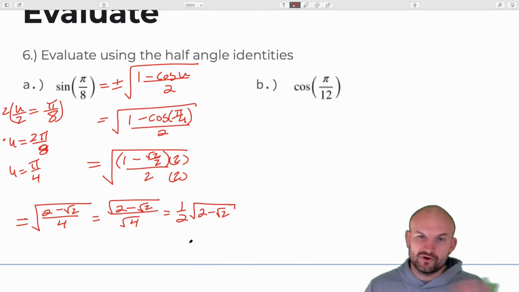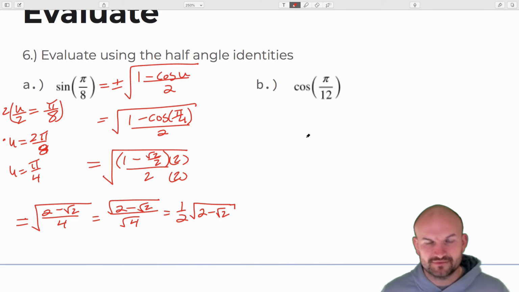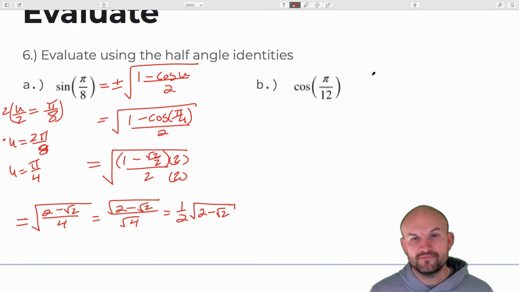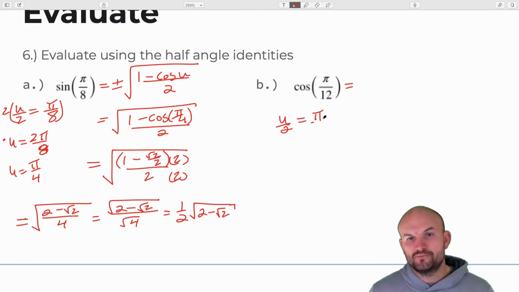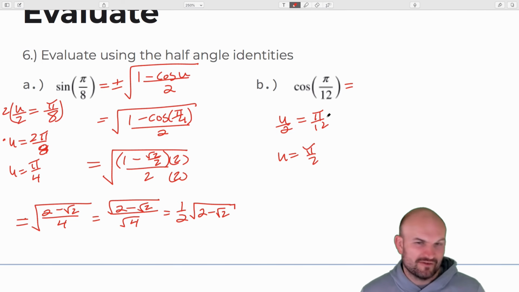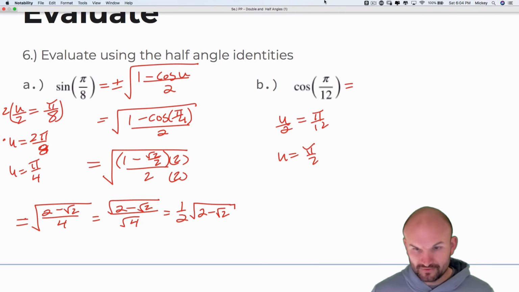Okay, so therefore you can see one example in that case. Let's go and do it again. Now we have an example of cosine. So again, just going to do the same thing here. We notice that u over 2 is equal to pi over 12. So therefore u is going to equal pi over 6, right? When you multiply by 2 on both sides, you have 2 pi over 12, which is pi over 6.